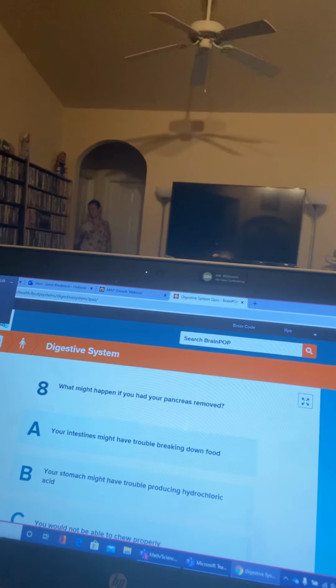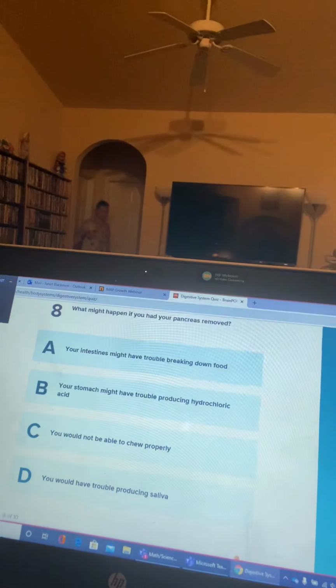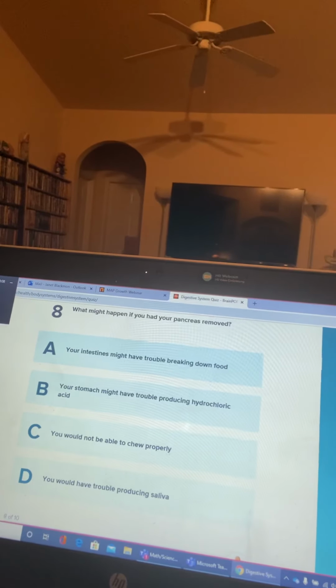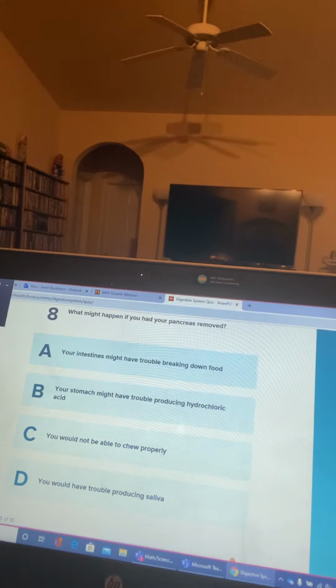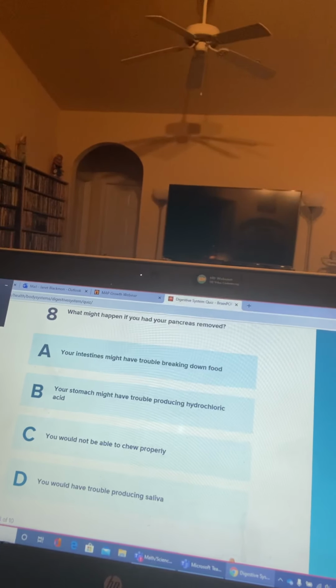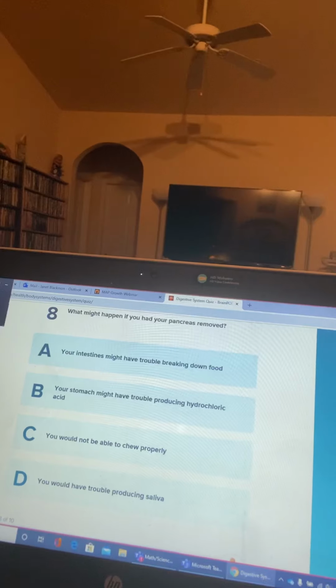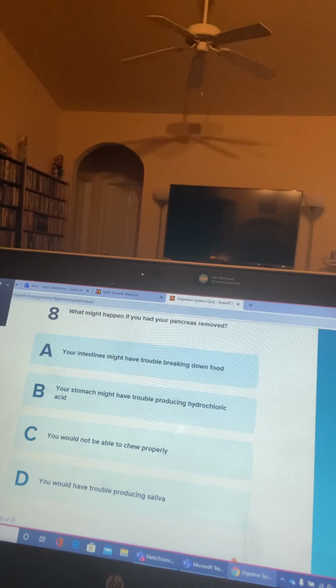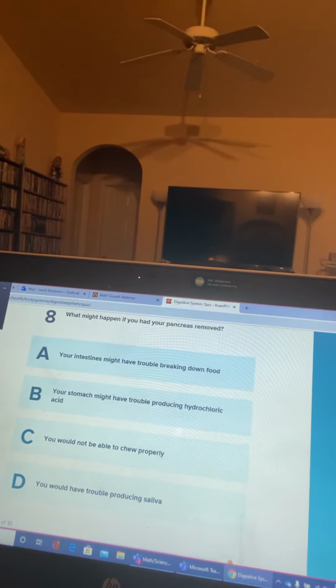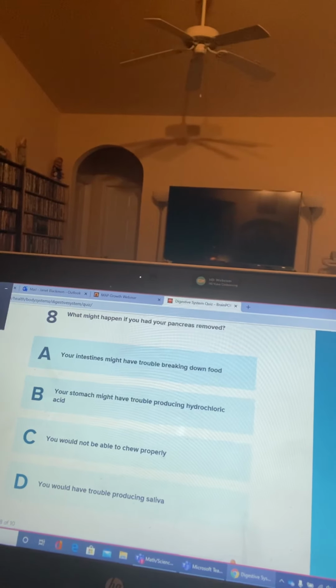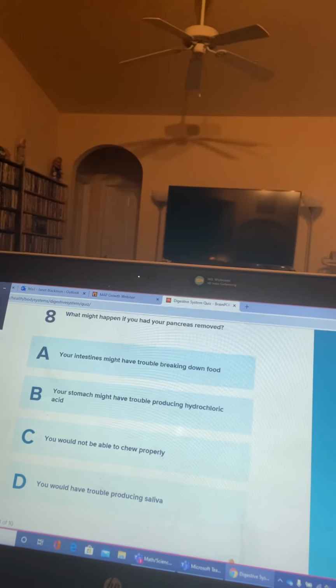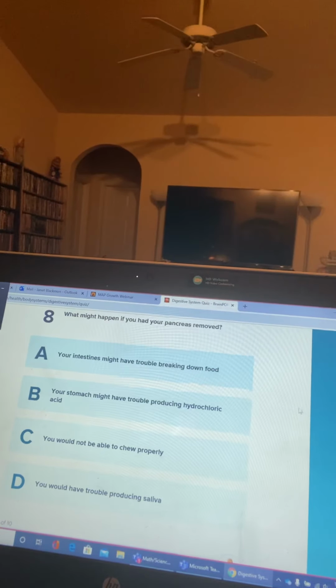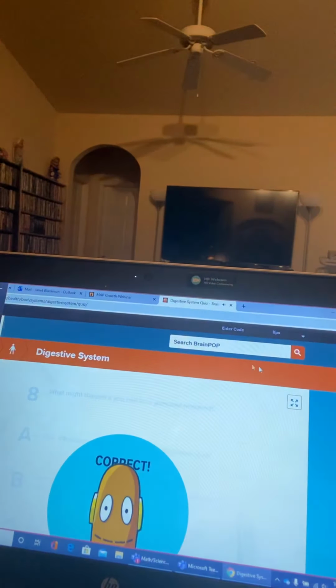Number 8. What might happen if you had your pancreas removed? Your intestines might have trouble breaking down food. Your stomach might have trouble producing hydrochloric acid. You would not be able to chew. You would have trouble producing saliva. What do we think? A is correct.